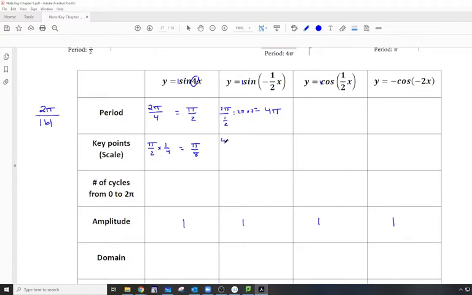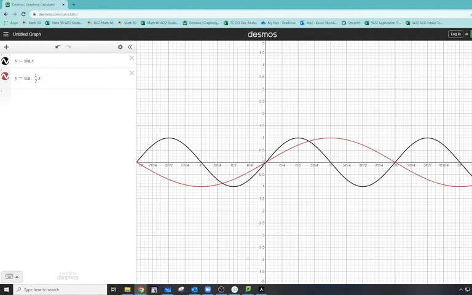Okay, so what about your key points? Well, there's 4 key points that have to happen between 0 and 4 pi. So if I do 4 pi divided by 4, then my key points are going to happen every pi. All right, one thing I didn't mention is the negative, so let's go back to that graph for a sec. So what did the negative do to my graph?